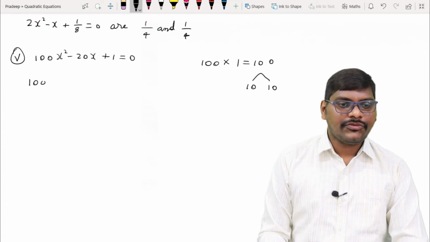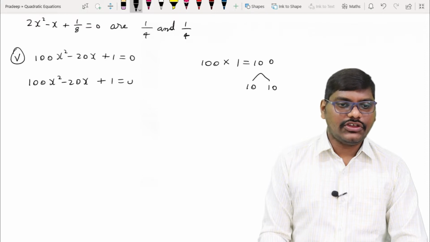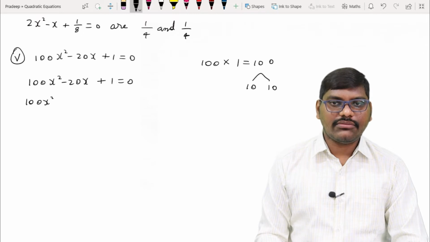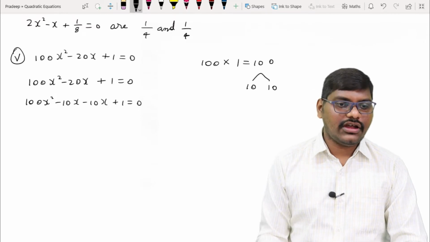So I can write here 100x square minus 20x plus 1 equal to 0. So this is 100x square, and here I can simply write minus 10x minus 10x plus 1 equal to 0. So 10 and 10 are the values which we got.